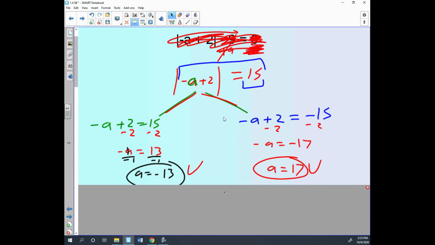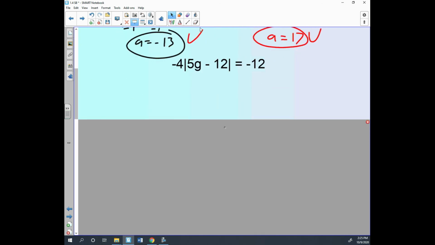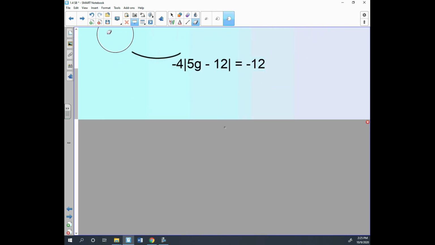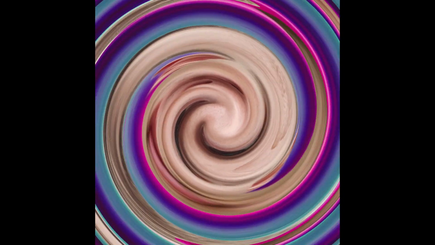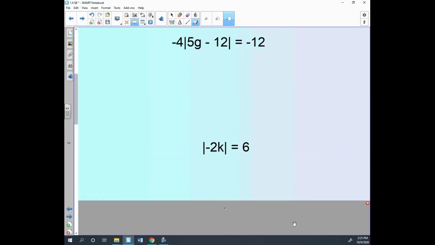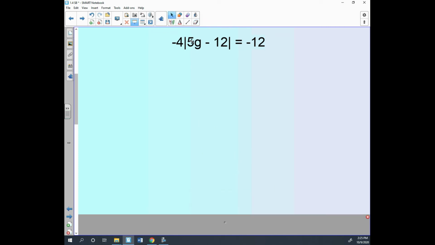All right. Next type of equation. I know this video is getting long, but thanks for sticking with me. Notice this one up here had a -9, so we added 9 to both sides. What does this one have? It has, let me get rid of that minus 2k thing. What does this one have? It has a -4 times the absolute value of 5g minus 12.